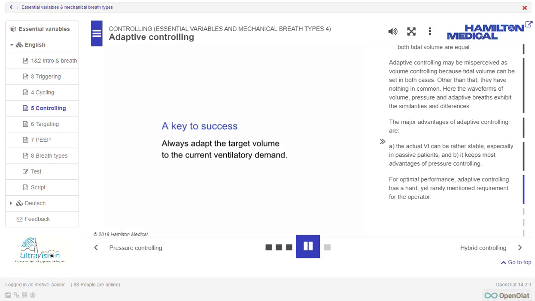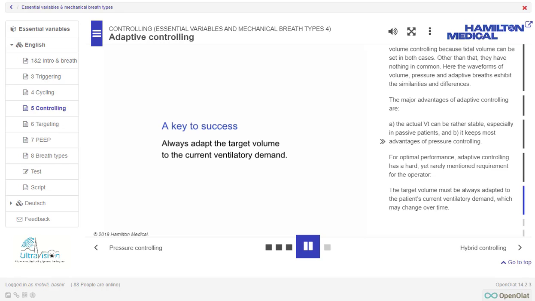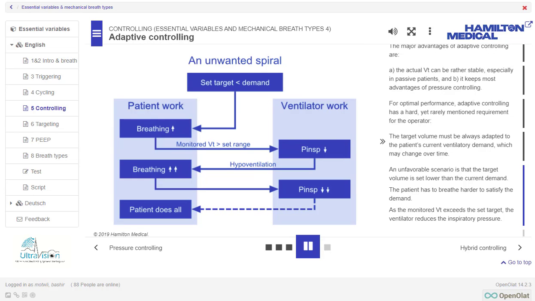For optimal performance, adaptive controlling has a hard, yet rarely mentioned requirement for the operator. The target volume must always be adapted to the patient's current ventilatory demand, which may change over time. An unfavorable scenario is that the target volume is set lower than the current demand. The patient has to breathe harder to satisfy the demand. As the monitored VT exceeds the set target, the ventilator reduces the inspiratory pressure.